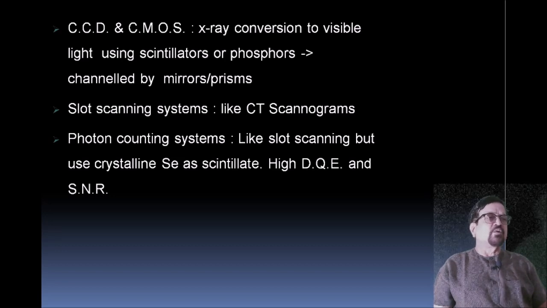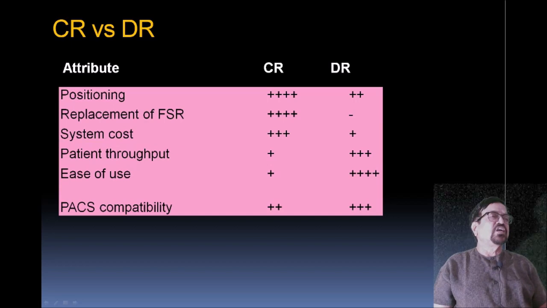or prisms. Now, a slot scanning system is like CT scanograms. Now, a photon counting system is like slot scanning but uses crystalline selenium and scintillator, with high DQE and SNR, that is signal-to-noise ratio.